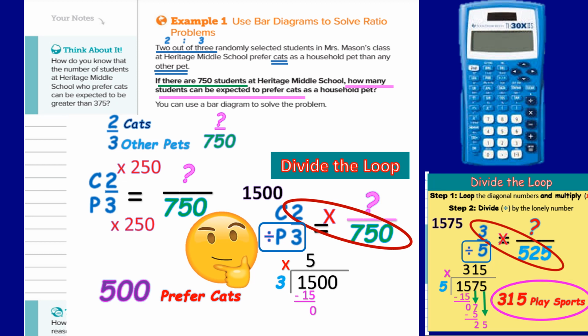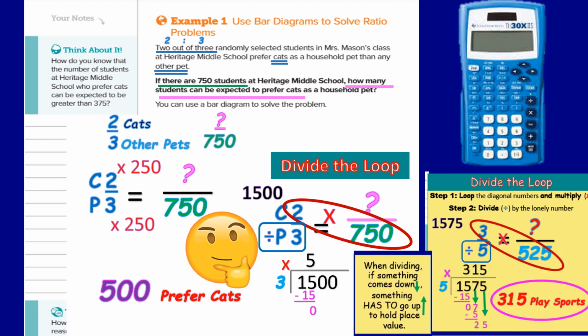Now, I see 2 more zeros. So if I say, well, those aren't important, then we're saying the answer is 5. And we already found that the answer is 500. So once again, anytime I bring something down in a division problem, I have to bring something up to hold that place value. I brought down a 0, so I'm asking myself, how many times will 3 go into 0? 0 times. And then I have another 0. How many times will 3 go into 0?